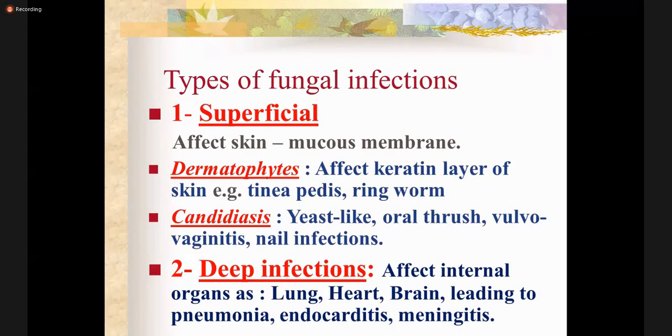The superficial infection could be mainly due to two categories. One is known as dermatophytes. They basically affect the keratin layer of the skin. The example is Tinea pedis, ringworms. And the other superficial infection could be candidiasis. This is a yeast-like infection, and it may cause oral thrush, vulvovaginitis, or male infection. So we go according to the cause, and then we apply the different antifungal drugs. So this is a basic classification of the fungal infection.